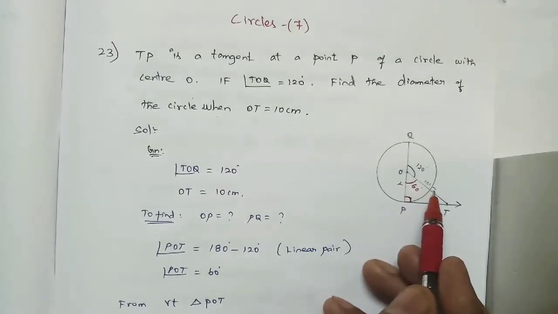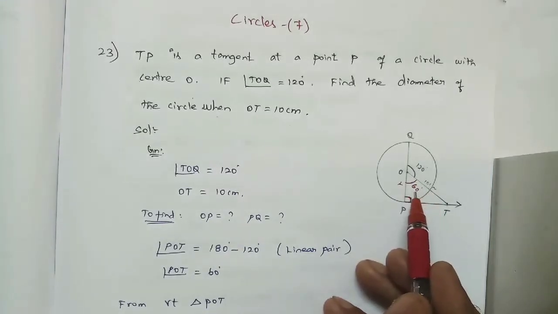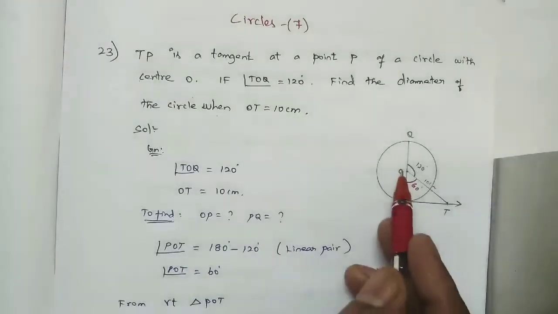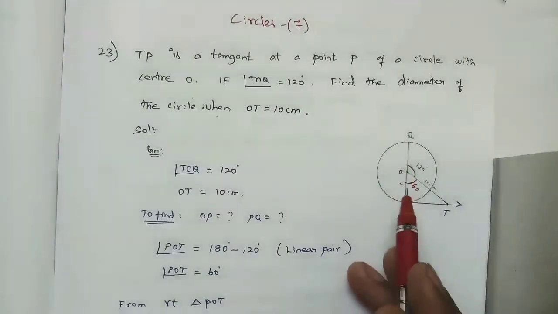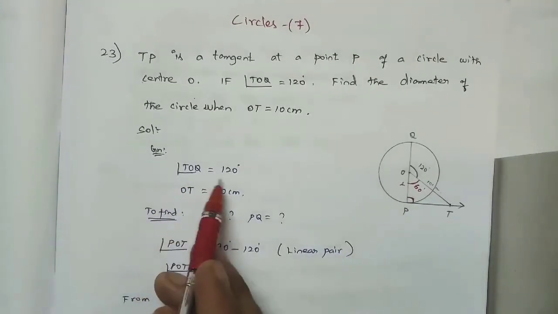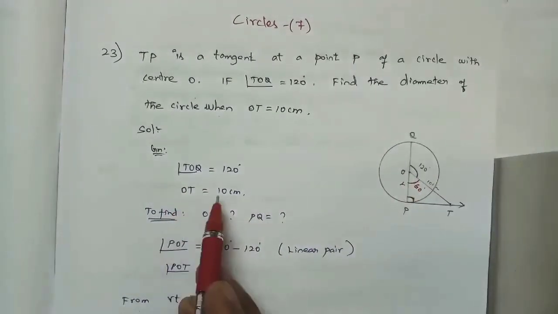Hypotenuse side 10 centimeter. So by using the trigonometry ratio, cos 60 degree is equal to adjacent by hypotenuse. With the help of that, I am just going to find the radius and multiply by 2, we will get the diameter of the circle. Understood? So see, given angle TOQ is equal to 120 degree, OT equal to 10 centimeter.